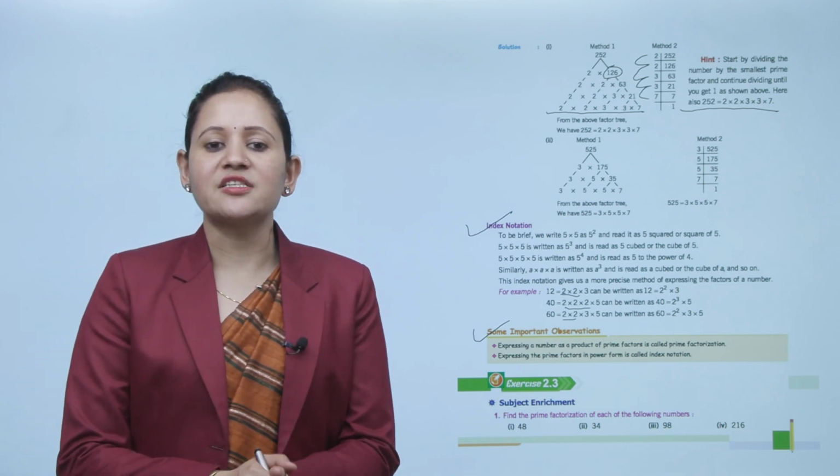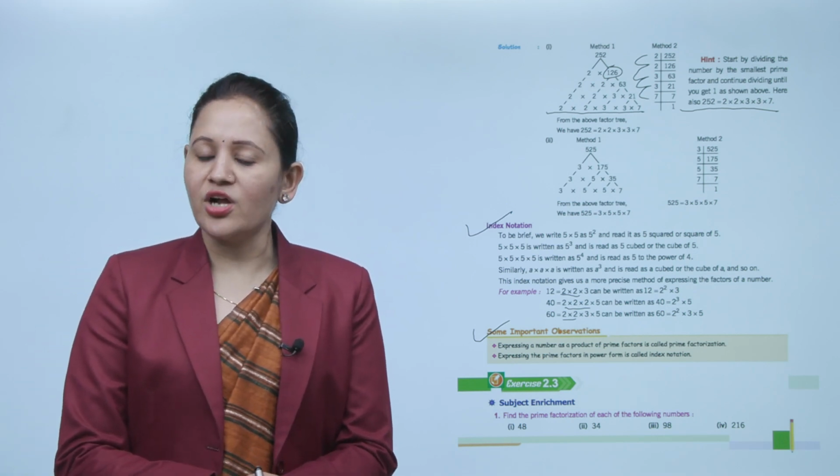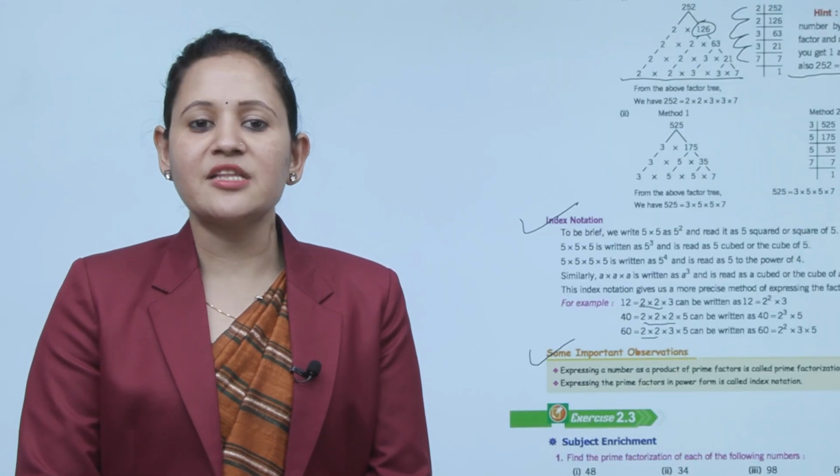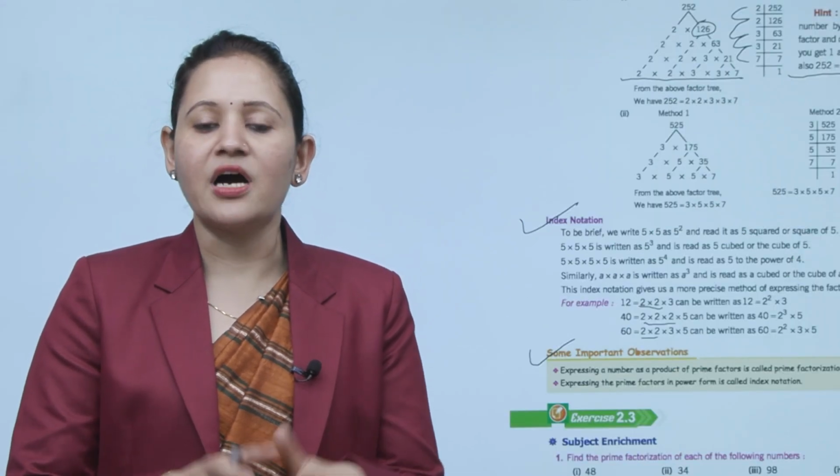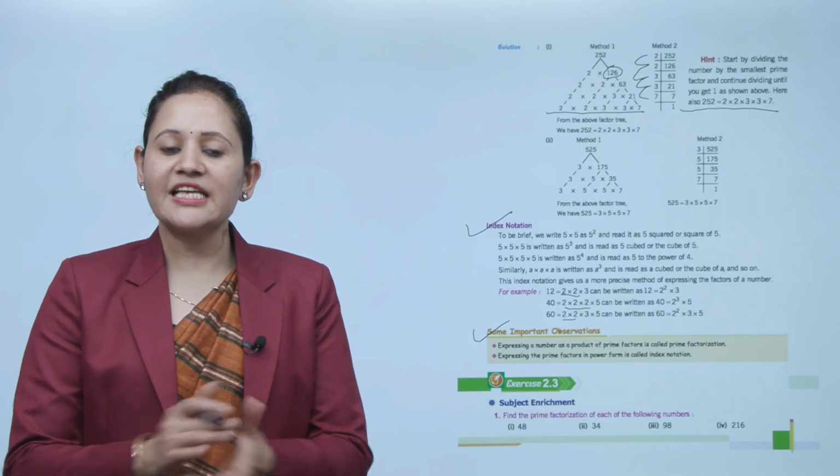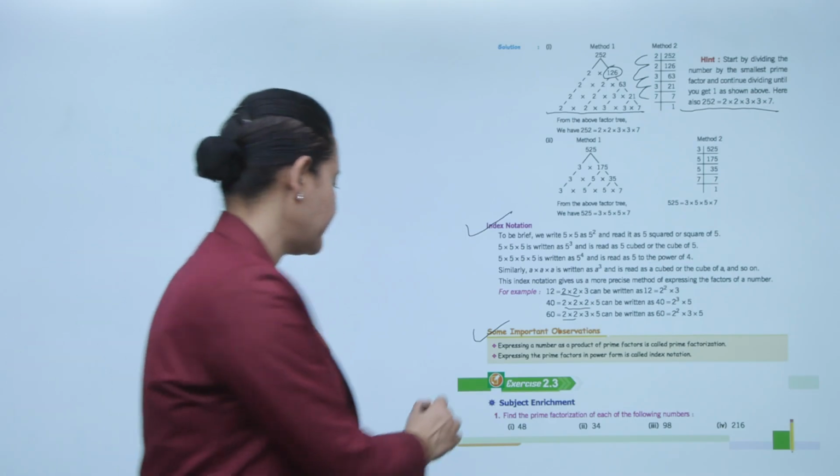Expressing a number as the product of prime factors is called prime factorization. Expressing the prime factors in power form is called index notation. Next is exercise 2.3.